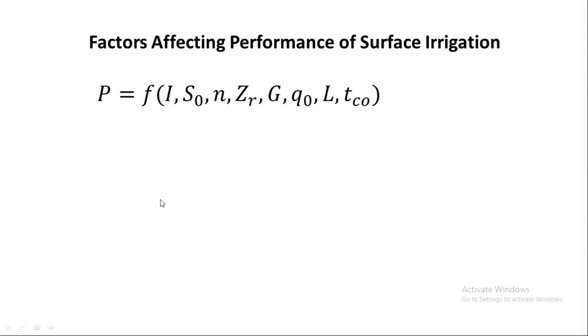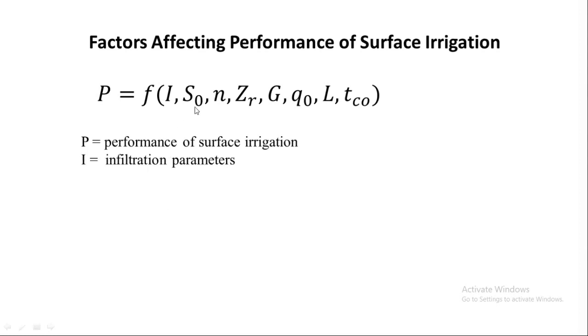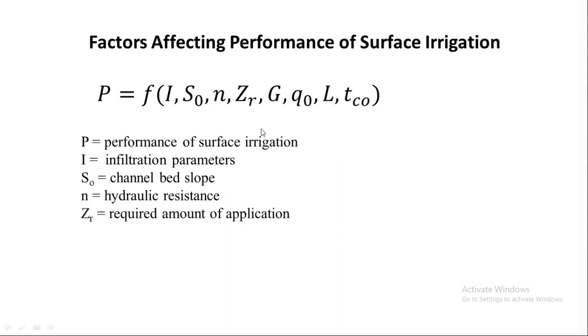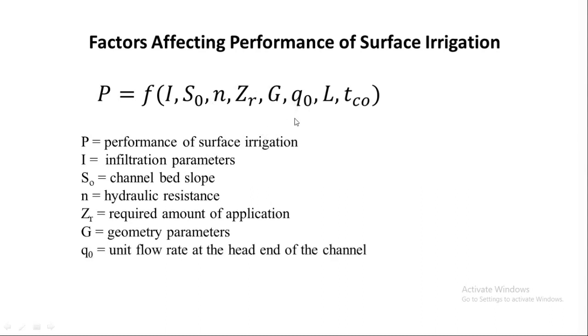Now, which factors affect the performance of a surface irrigation system? Factors like infiltration, slope, hydraulic resistance, required amount of application, geometry parameters, unit flow rate at the head end of the channel, time of cutoff, and length of border or furrow. We will go through these factors one by one.